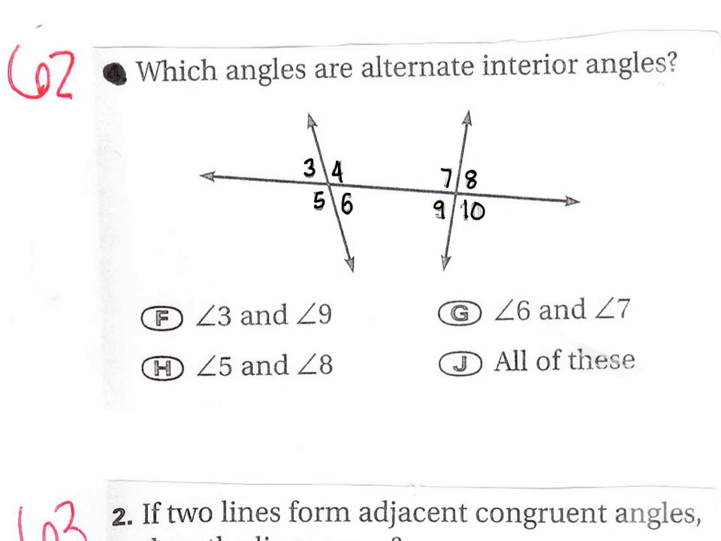Number 62 here, which angles are alternate interior? So we'll kind of do like I did before. Is it F, 3 and 9? Is it G, 6 and 7? Is it H, 5 and 8? Or is it all of them? All of them are alternate interior. Okay? Figure that out.